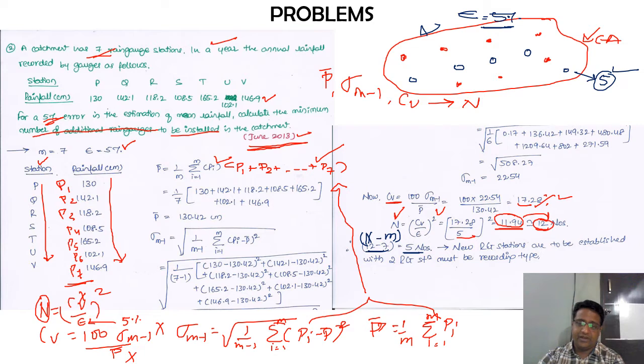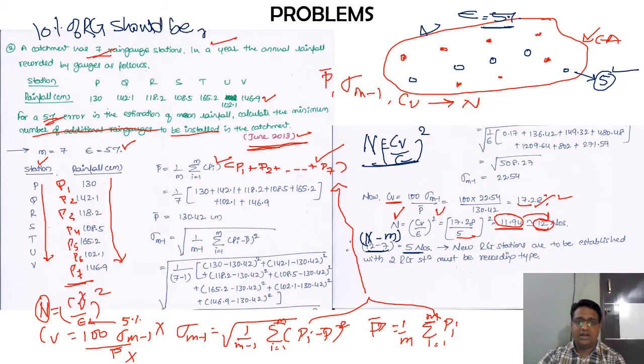One more thing that you need to remember is, in the previous problem I have not expressed that since it was the first problem. If you check out the theory for the formula I have given, n is equal to (CV by epsilon) the whole square. At that point you can imagine one more condition they have given: 10% of the rain gauge stations should be recording type.